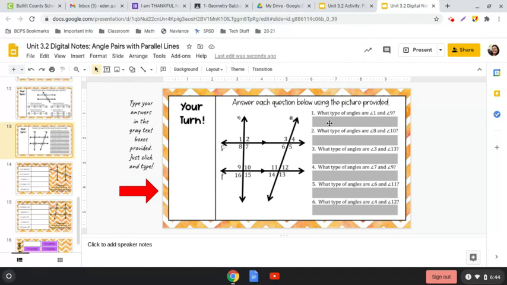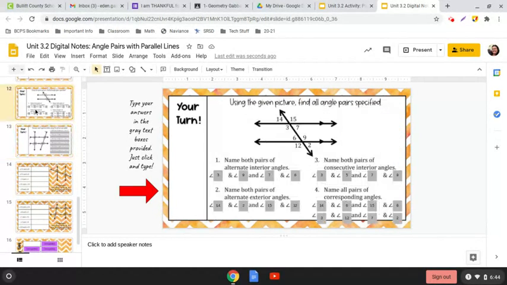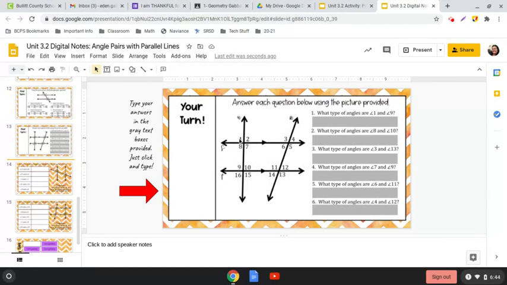So number 1, what type of angles are 1 and 9? Well, let's look at 1 and 9. 1 is here, 9 is here. I should have put the types of angles right here. So 1 and 9 are going to be corresponding.